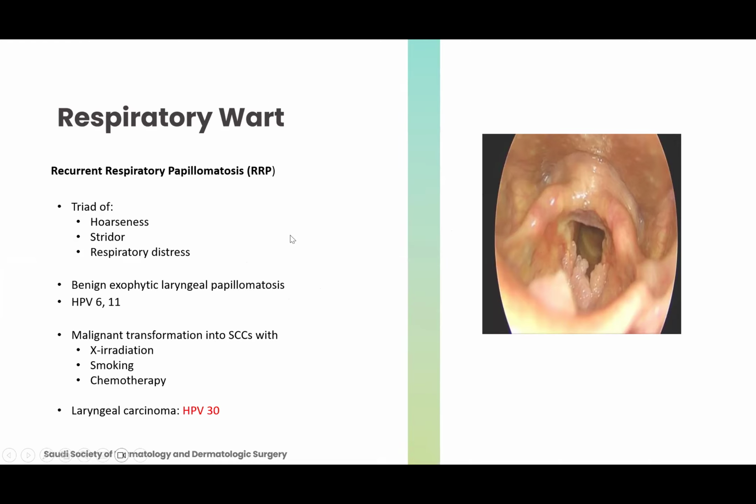And patients with recurrent respiratory papillomatosis will be at increased risk for squamous cell carcinoma, and radiation, smoking, and chemotherapy are considered to be high risk factors. Also, it's worth mentioning that laryngeal carcinoma most of the time will be caused by HPV 30.